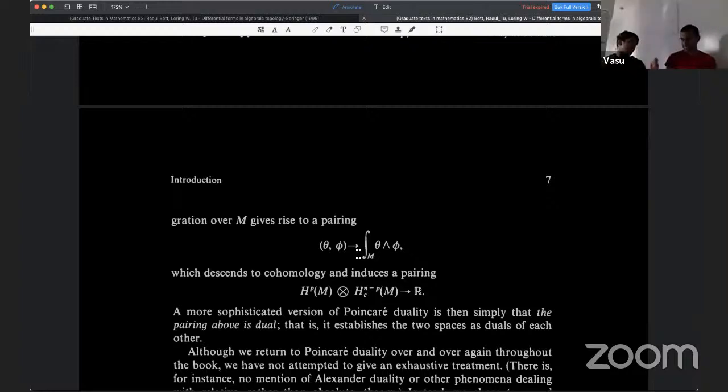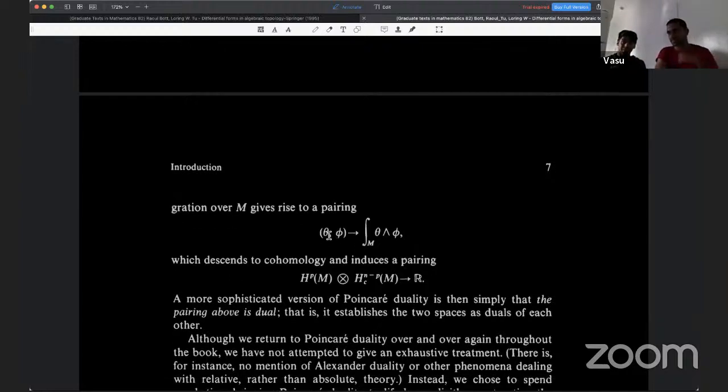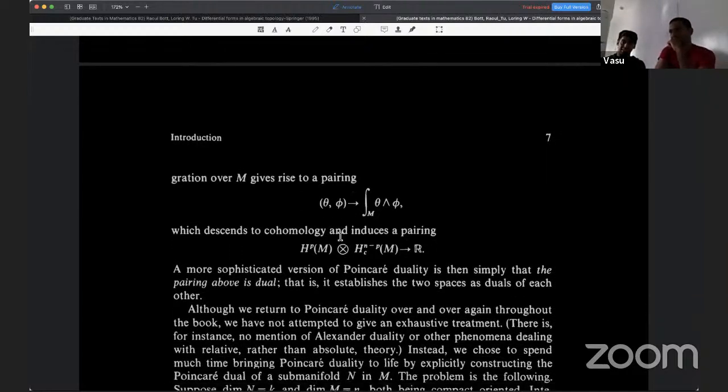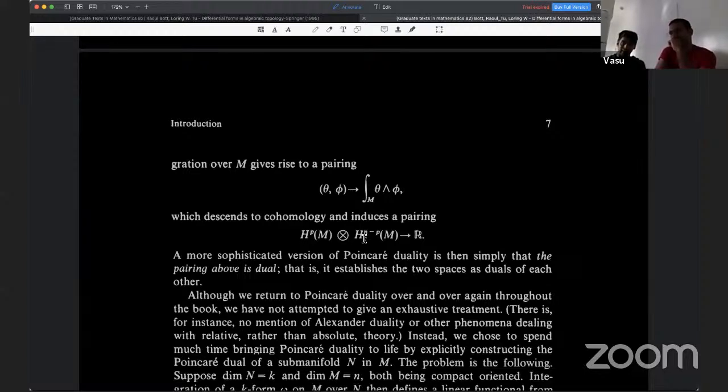So we're not pairing homology and cohomology. We're pairing cohomology and cohomology in different degrees, right? And this is what we said in words earlier. We're seeing it now in formulas that the compactly supported cohomology can be paired with any cohomology class to get a more sophisticated version of Poincare duality.